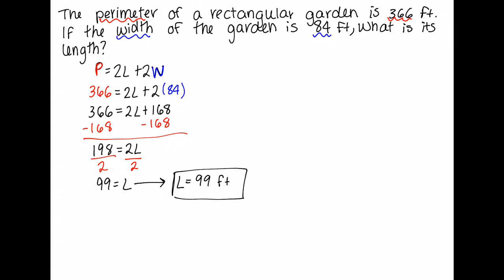So it's just a matter on these problems of plugging in what you know and then solving for the remaining variable. The other part is knowing the two formulas, the perimeter formula and the area formula, and you will be good to go.